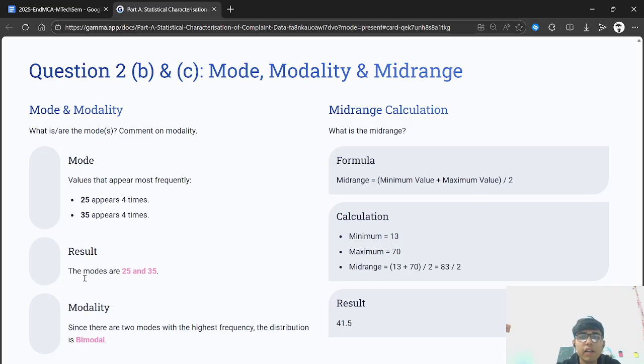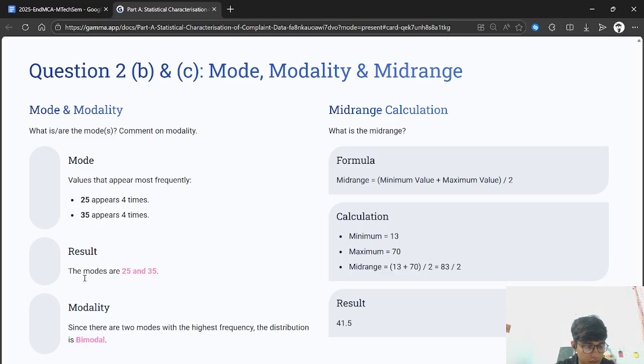Now the mid-range of the data calculation. Mid-range is given by the minimum value plus maximum value over 2. So this is calculated as 41.5. Similarly, the mode is 25 since it appears 4 times, and 35 also appears 4 times. So both are modes. The result for modality is that it is bimodal, since there are two elements that are equivalently frequent.